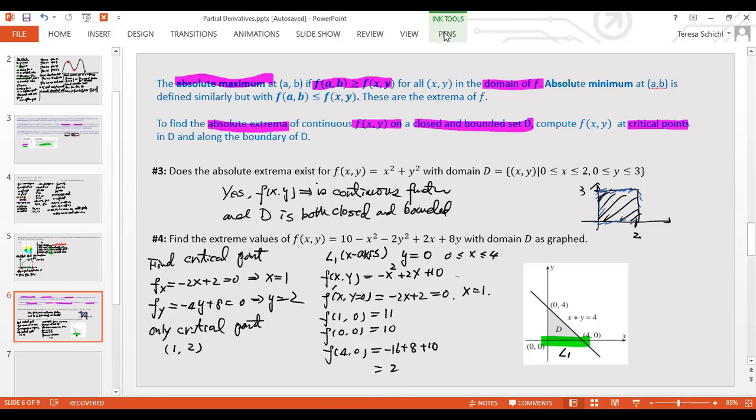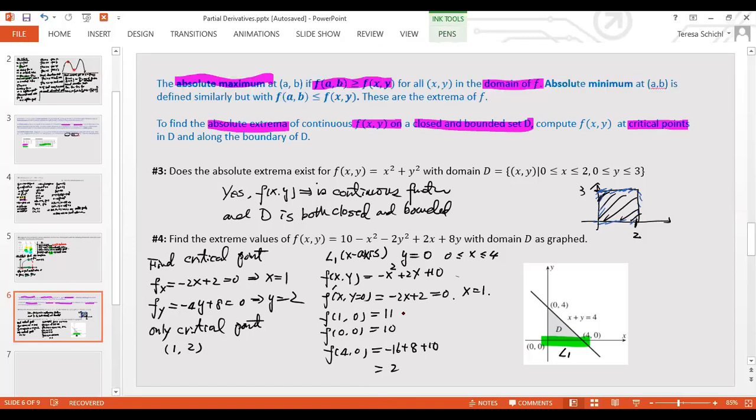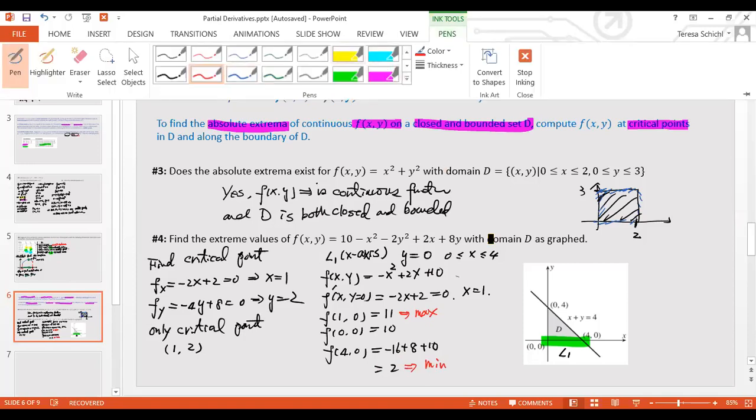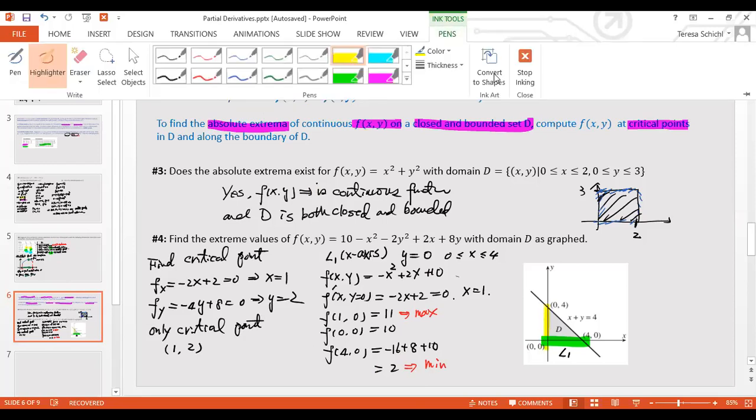Okay, so now at this line, the green line, this is my maxima, and this is my minimum here. Okay, now let's go ahead and do the next line. This is my yellow lines here. Okay, let's go to the next page.